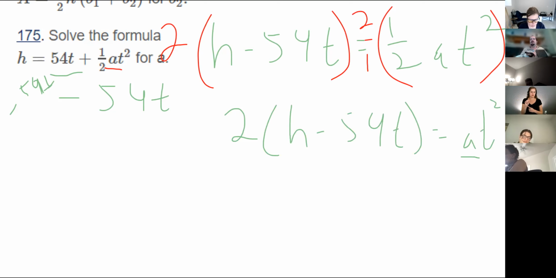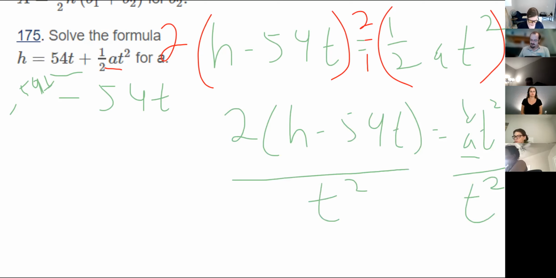And so what is the operation? We have a t squared there, but what is the operation connecting it to the A? What's happening right here in between these two things? Multiplication. So if we want to get rid of multiplication, what do we do? Divide. We're dividing by what? T squared. And so that should get rid of this thing.